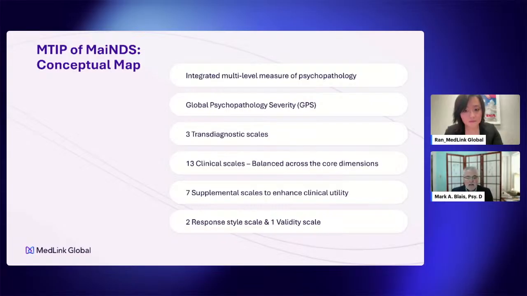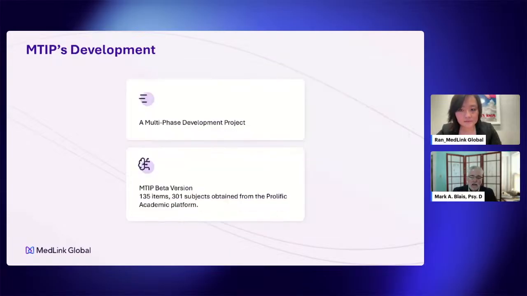Those 3 transdiagnostic scales get reorganized into a single measure of severity, global psychopathology severity. In order to increase clinical utility, other scales, supplemental scales, were added, covering cognitive complaints, eating issues, bodily distress, level of personality, resilience, suicidality. And because it's a self-report test, it's important to include measures that help you verify accuracy and validity. So we have 2 response style scales and 1 validity scale. The test development is a multi-phase project.